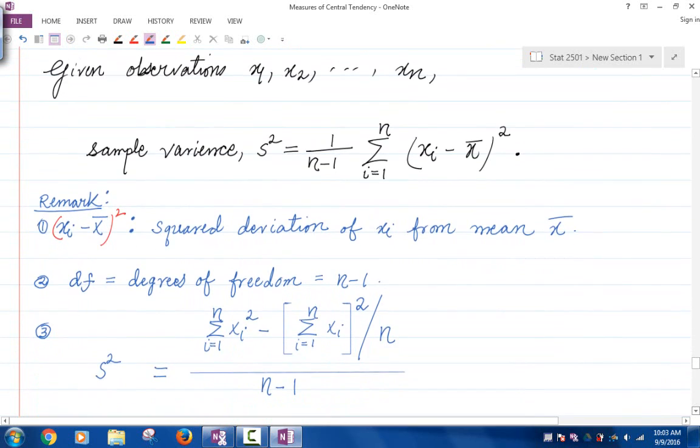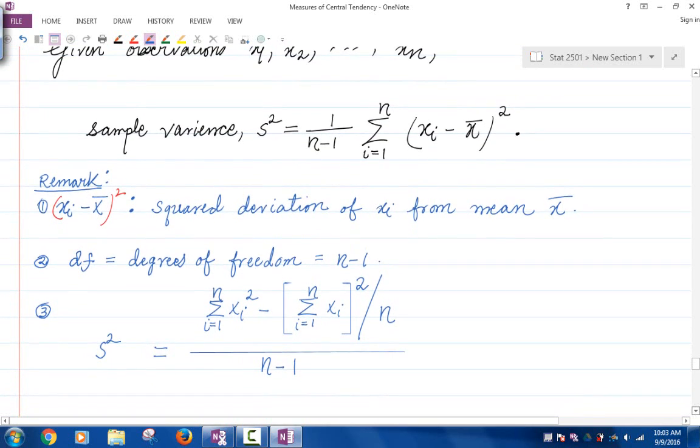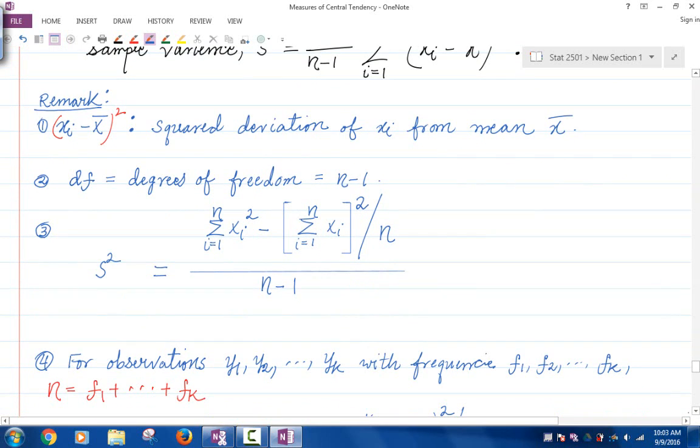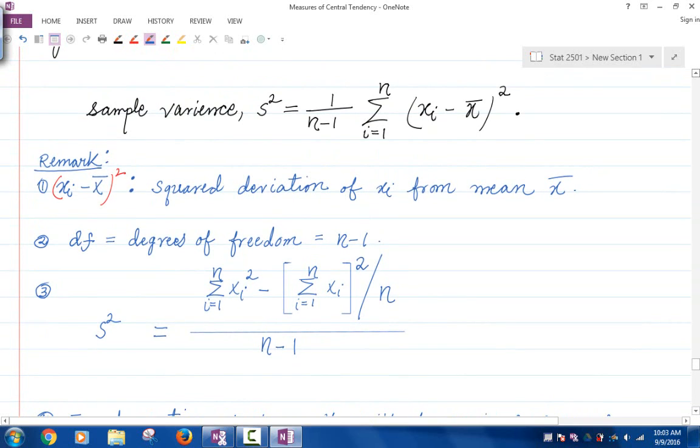Now, in the sample variance, the sum of (xi minus x bar) squared is called the squared deviation of xi from the sample mean x bar. df here denotes the degrees of freedom, and the degrees of freedom here is n minus 1. The n minus 1 you see in the formula for the variance is the degrees of freedom.